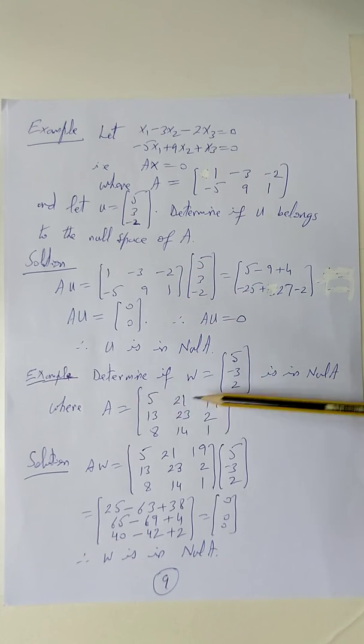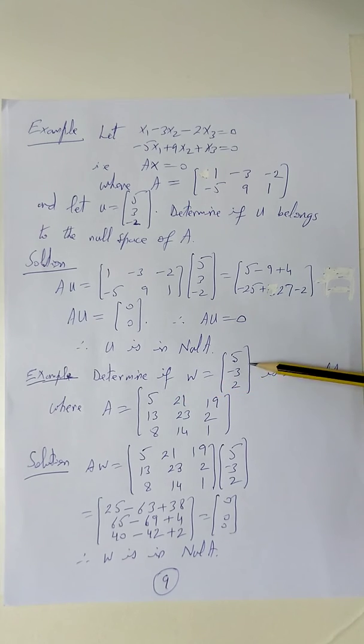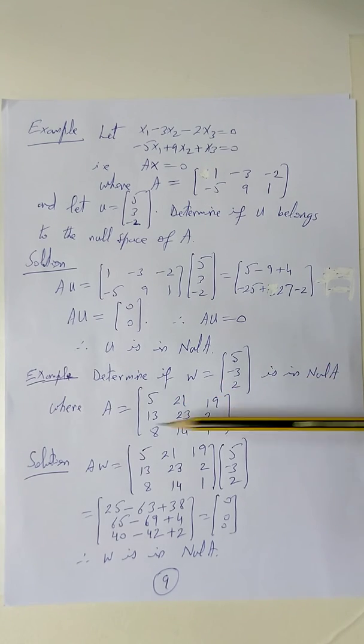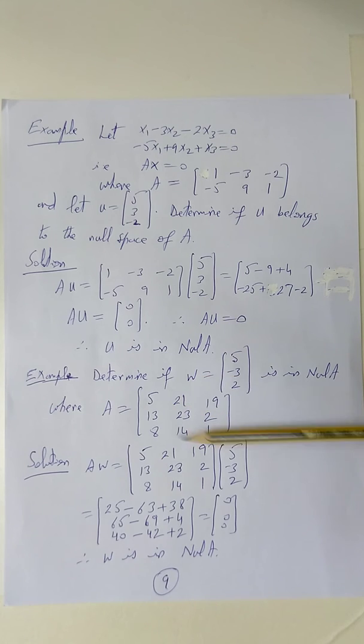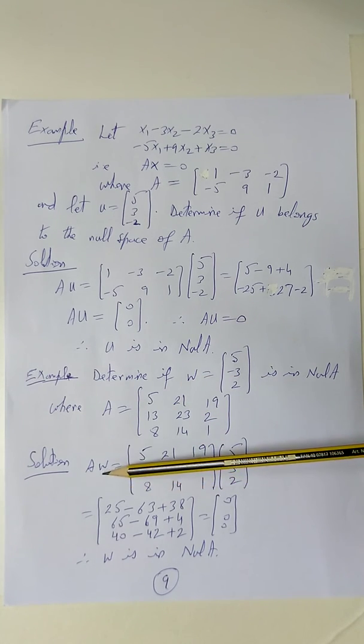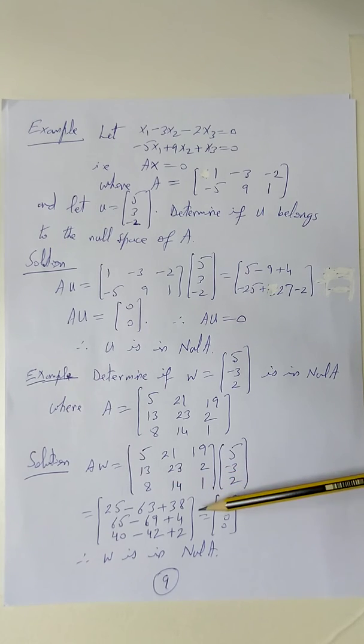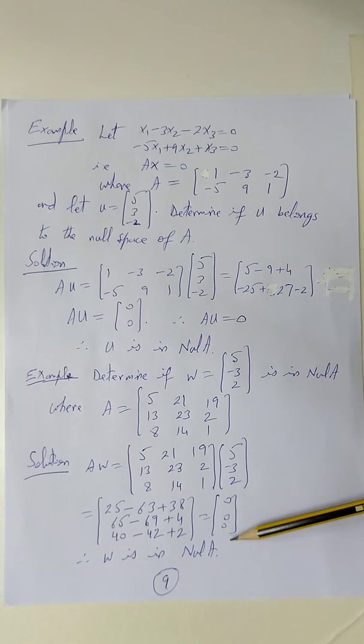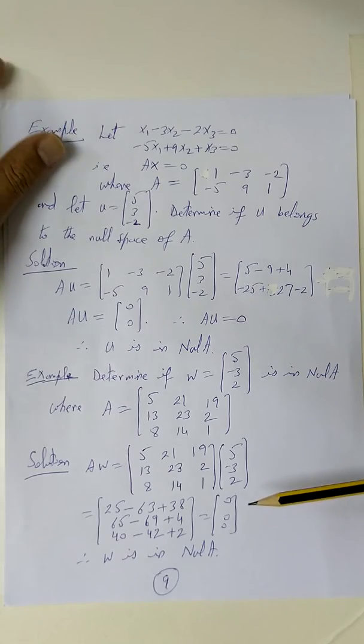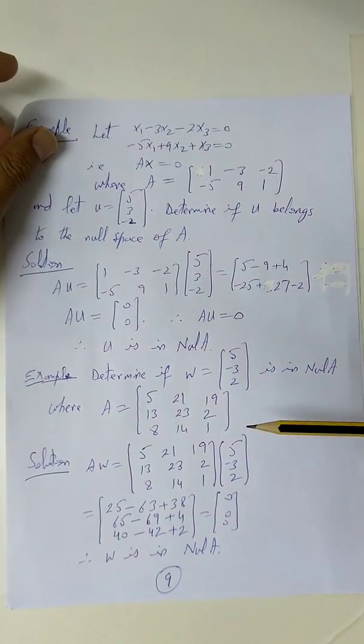Similarly, the second example is to determine if w = (5, minus 3, 2) is in null A, where A is given by this matrix. Again, you will do the same thing. You multiply A with w, and you know how to multiply matrix A with this vector. You multiply it all out and you will see you get 0, 0, 0. So therefore, w is in null A. Very simple. I hope it is clear.